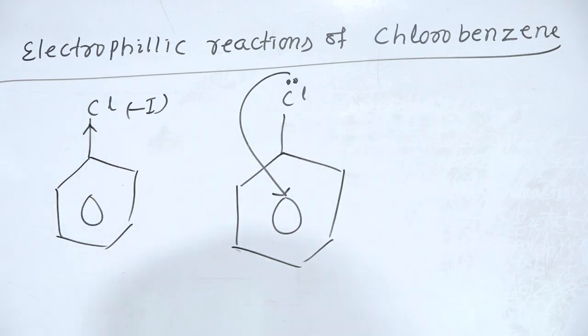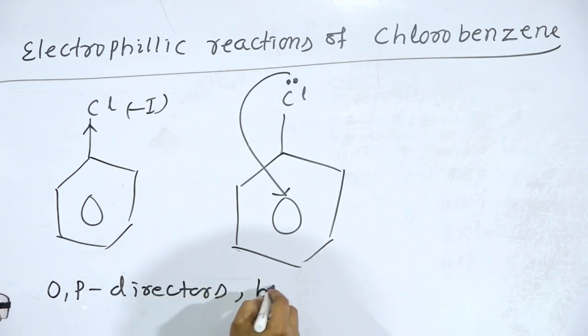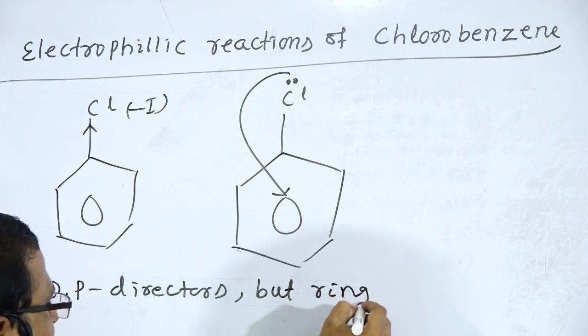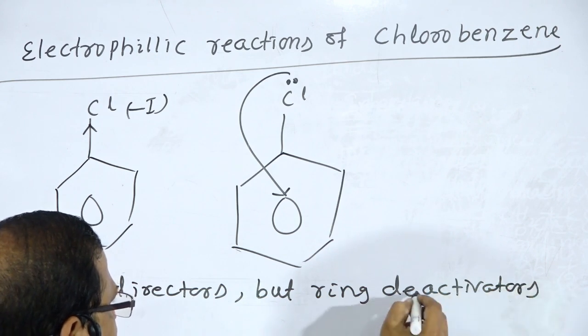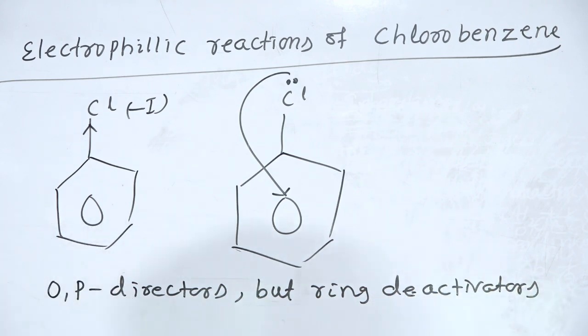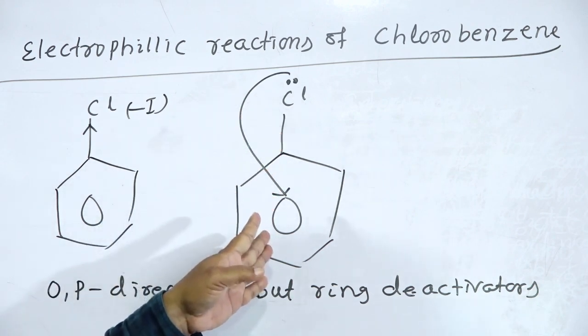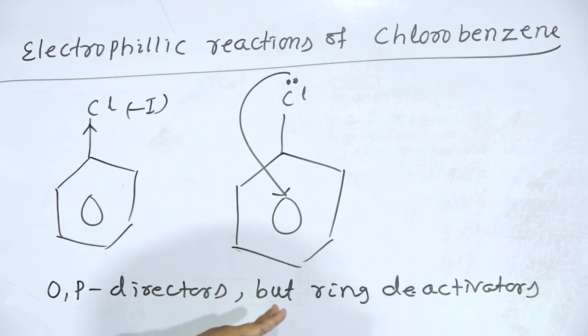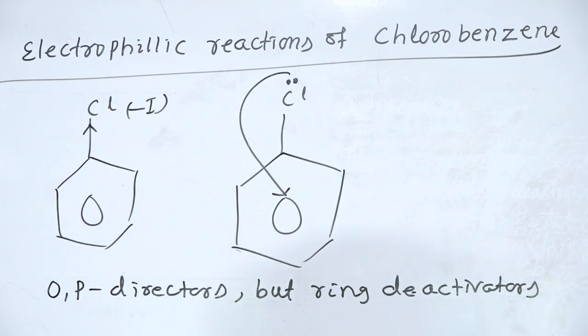Then what will happen? So the halogens are treated as ortho-para directors, but ring deactivators. Ortho-para director means they will increase electron density, particularly at ortho and para positions. We will see regarding that resonating structure. But ring deactivators, because they will withdraw electron from that ring. So we will draw the resonating structures of this chlorobenzene.